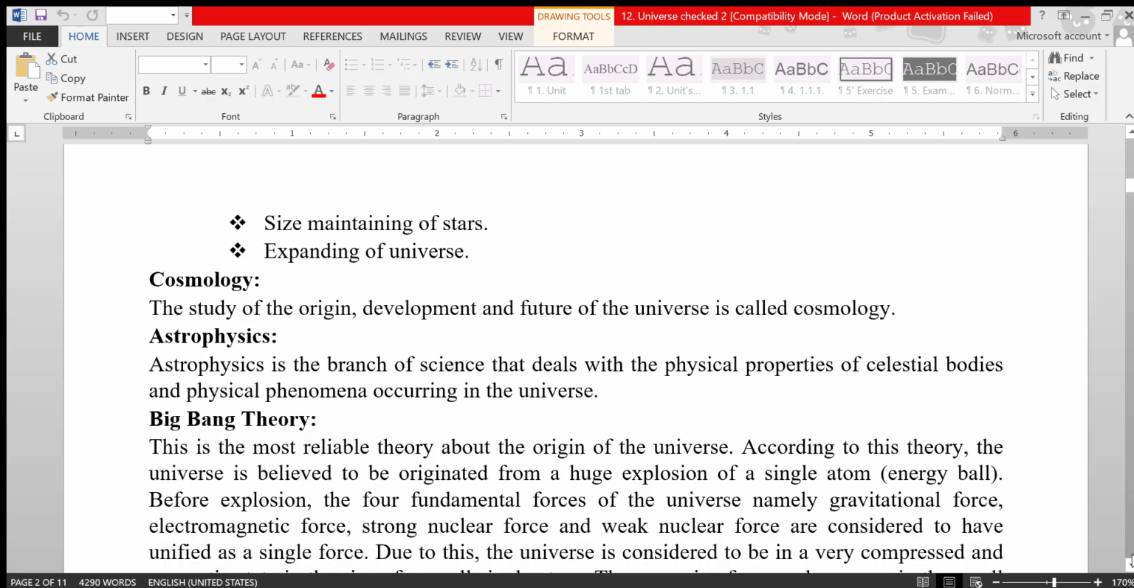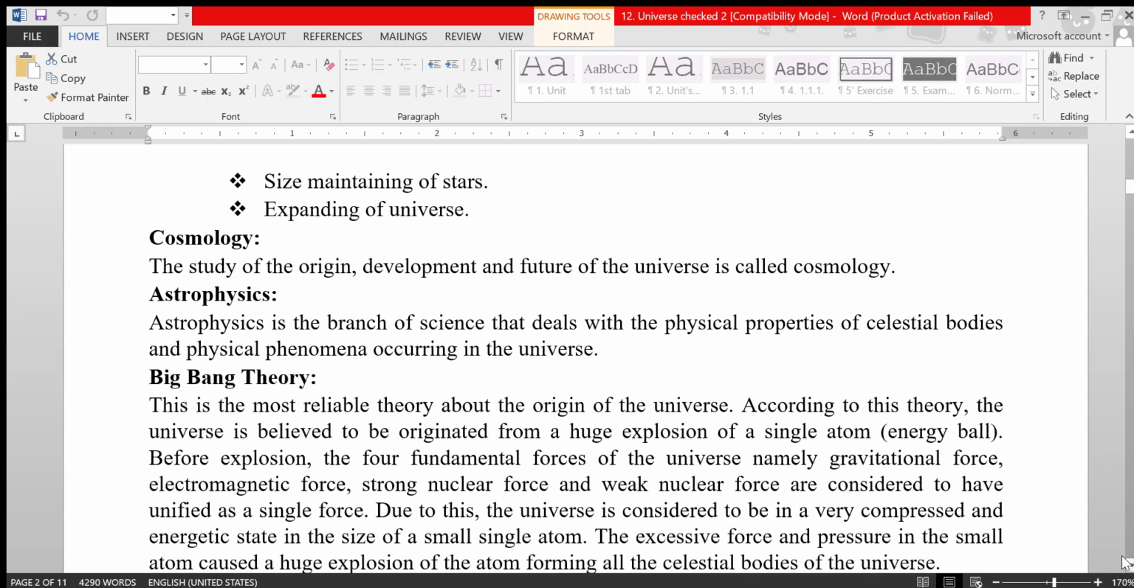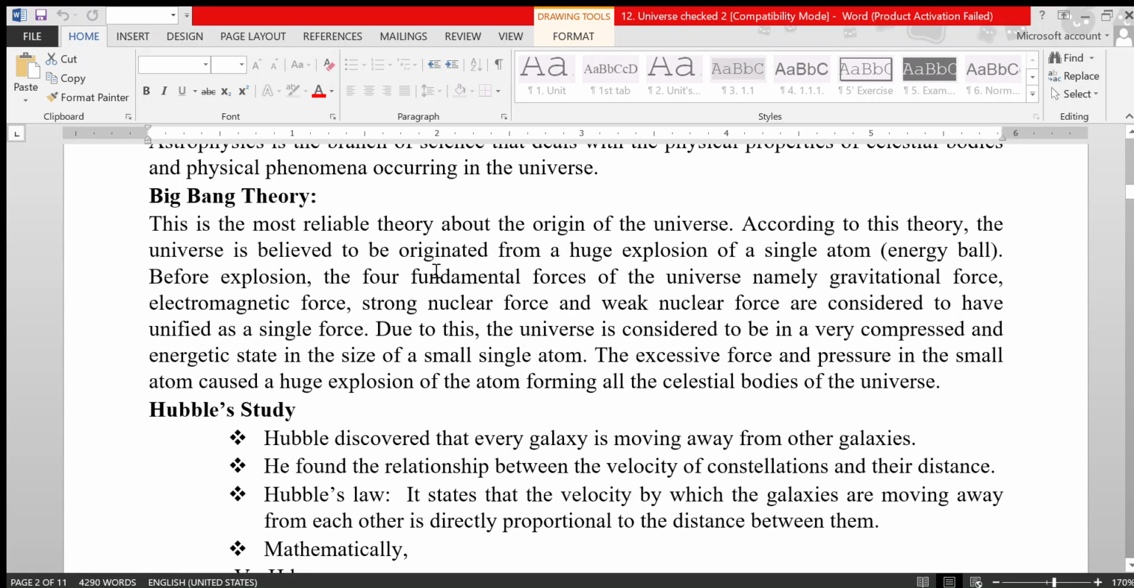Big Bang theory. This is the most reliable theory about the origin of the universe. According to this theory, the universe is believed to originate from the huge explosion of a single atom energy ball. Before the explosion, the four fundamental forces of the universe, namely gravitational force, electromagnetic force, strong nuclear force, and weak nuclear force, are considered to have unified as a single force.